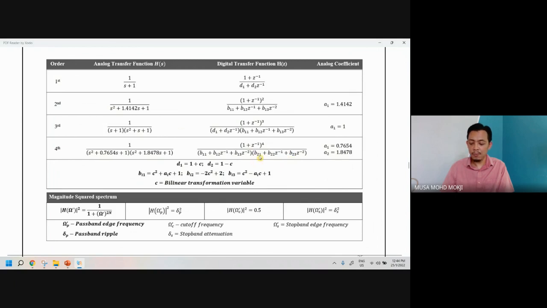For B21, it means that i is equal to 2. So then this is B21, then C squared plus A2C. You're going to refer to A2 here. So make sure you are familiar with this table, because this is the one that you're going to have in your exam. You don't need to memorize anything. You just need to know how to use it. You just need to know what the order is. Find C. After you find C, you can solve everything.